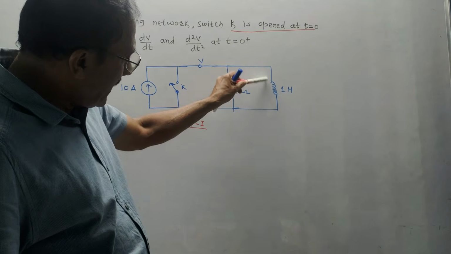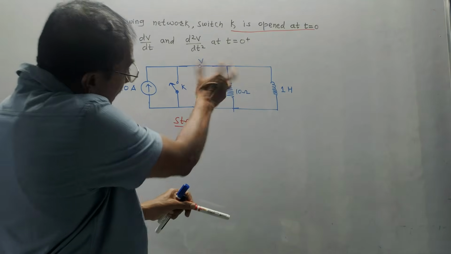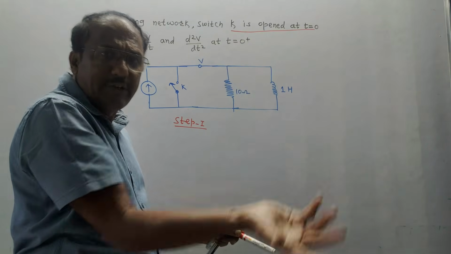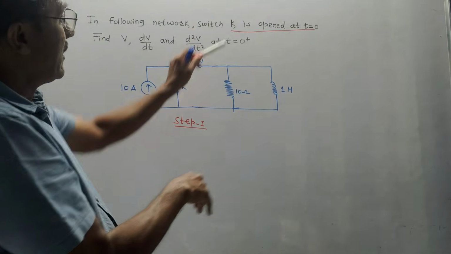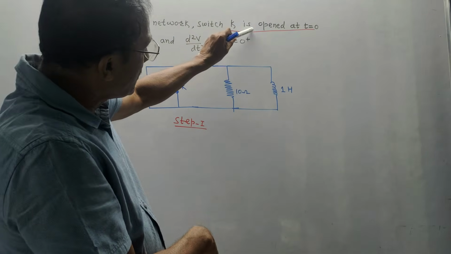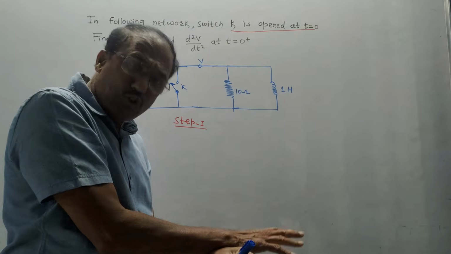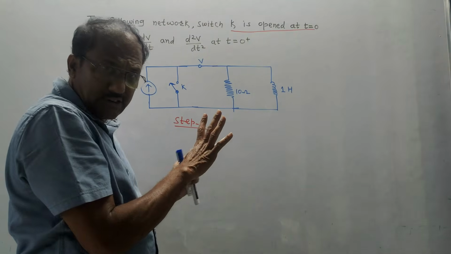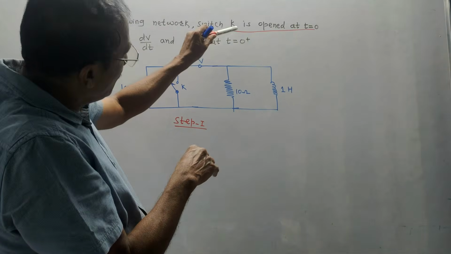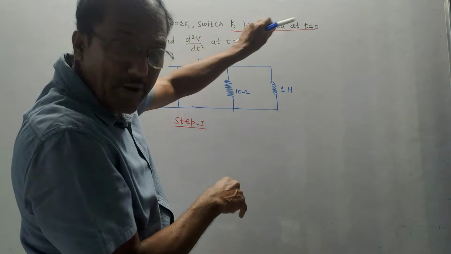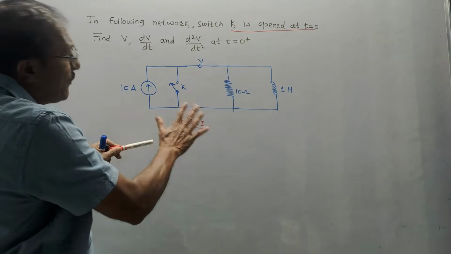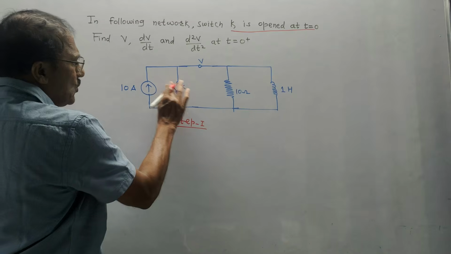So in case of inductor, I need to calculate, before operating the switch, whether there were some initial conditions or not. How to do it? Clearly it is mentioned switch K is opened at t equals 0. That means before t equals 0, the switch was closed. And because of this only, it is written switch K is opened at t equals 0. So before t equals 0, the switch was closed like this.